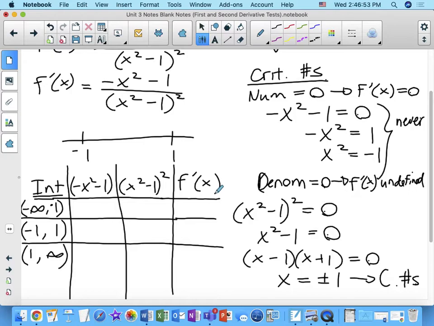So the numerator, it's negative x squared minus 1. What's the sign of that going to be? Negative. Does it matter what x is? No, it's negative everywhere. Because x could be positive or negative. Once you square it, it's positive, right? If you take the negative of that, then it's negative, and you subtract 1. It's still negative. So these are all negative. Doesn't matter what interval you're on.